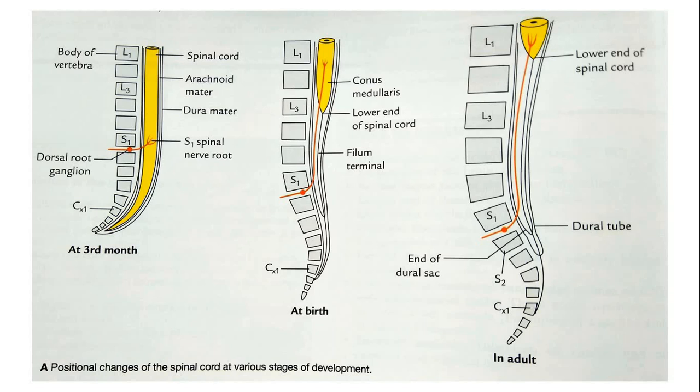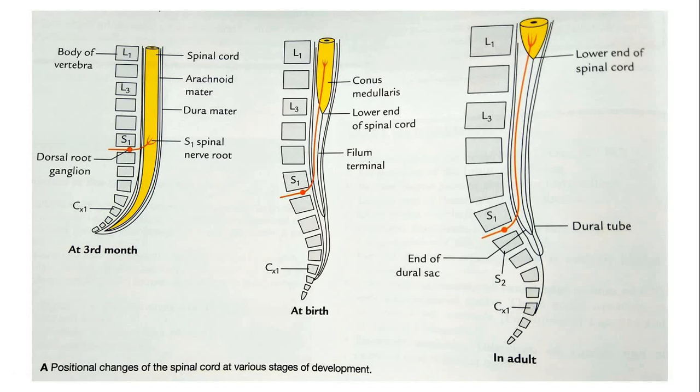In the intrauterine life, this yellow color is the spinal cord, and this is the vertebral column. Up to third month of intrauterine life, the spinal cord occupies the entire vertebral column. In the first figure you can see. But after third month of intrauterine life, the vertebral column grows more rapidly than the spinal cord.